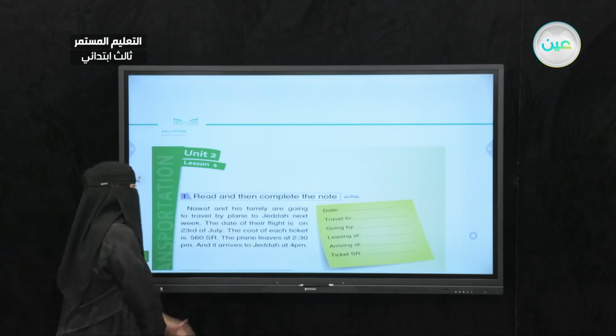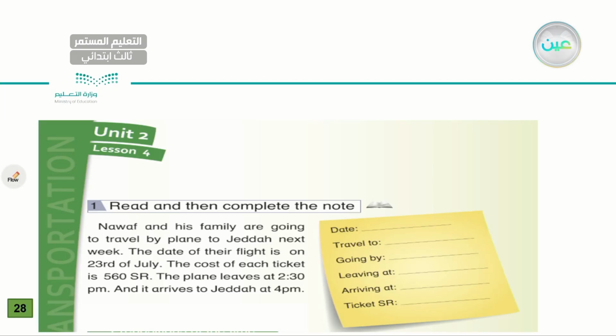Okay, let's start reading. Nawaf and his family are going to travel by plane to Jeddah next week. The date of their flight is on 23rd of July. The cost of each ticket is 560 Saudi Riyal. The plane leaves at 2:30 p.m. and it arrives to Jeddah at 4 p.m.